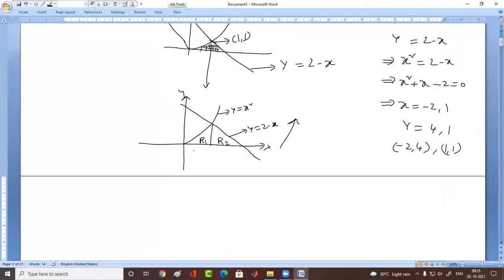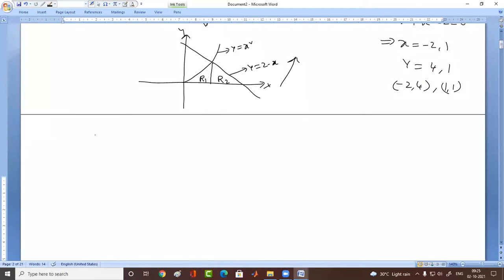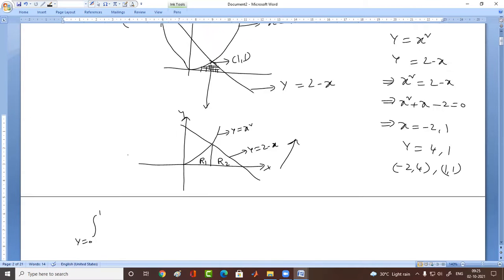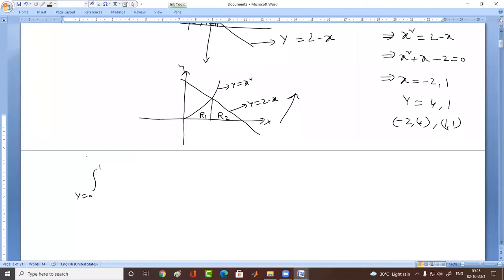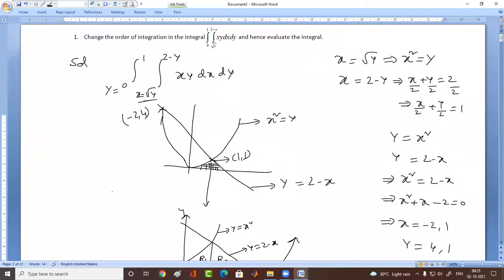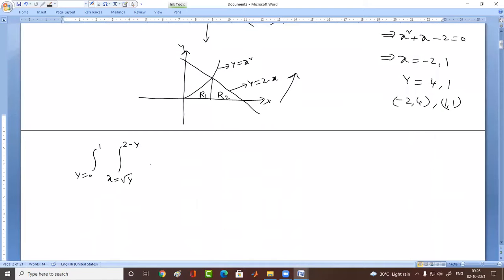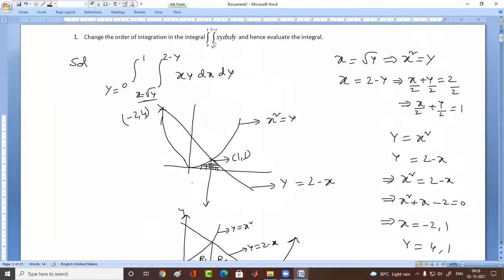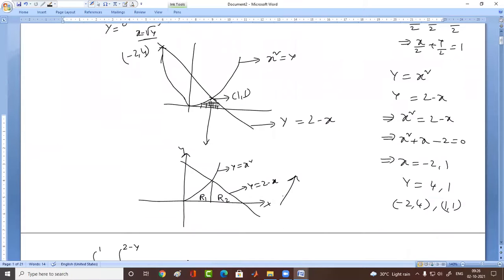Now coming to the integral. The given integral is y equals 0 to 1, x equals root y to 2 minus y, xy dx dy. I will send the written notes, don't worry. Listen carefully. Now this is the procedure for writing the problem in the examination. Write the diagram here and the rough work on the right side, then write again.